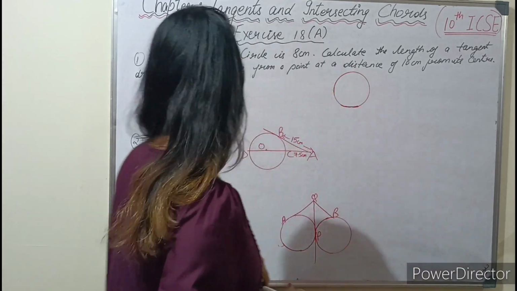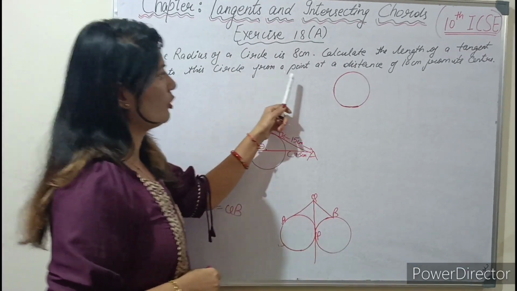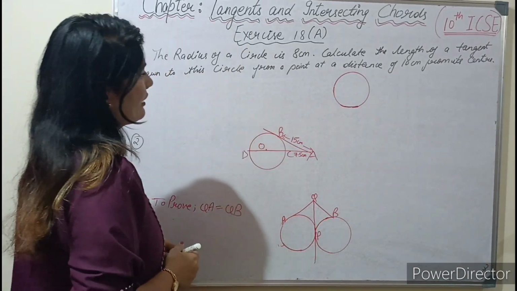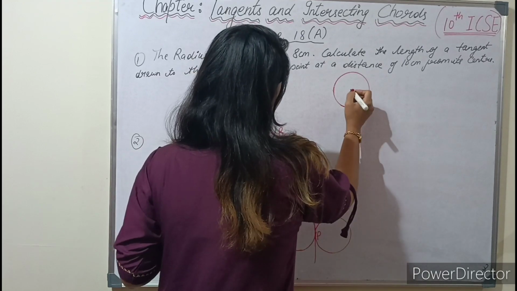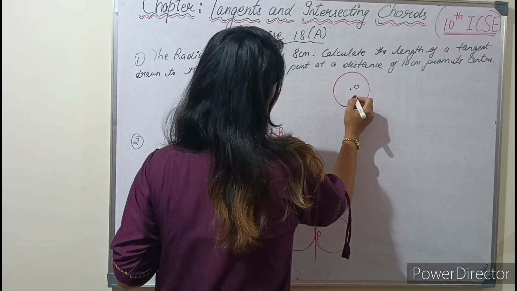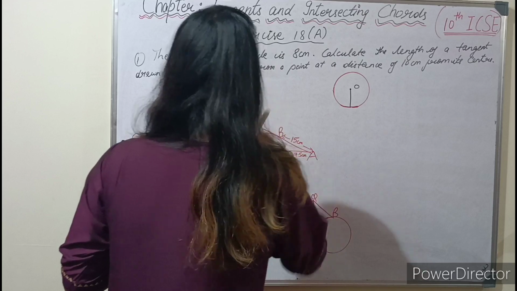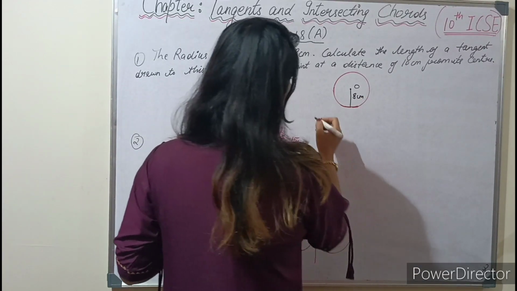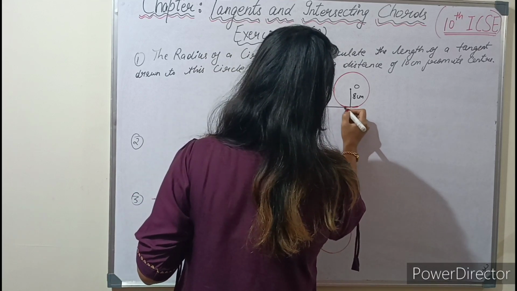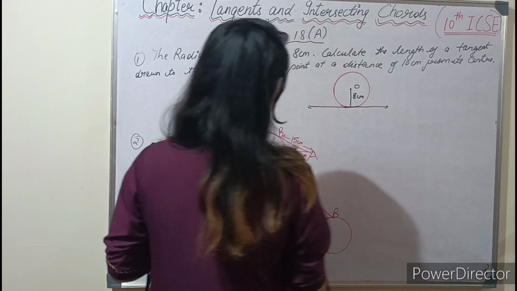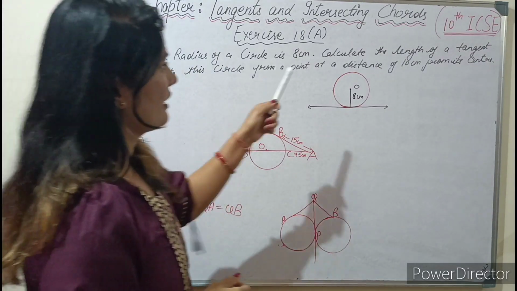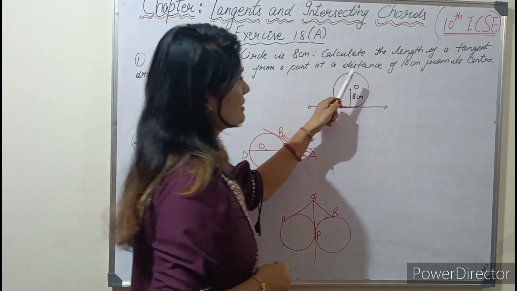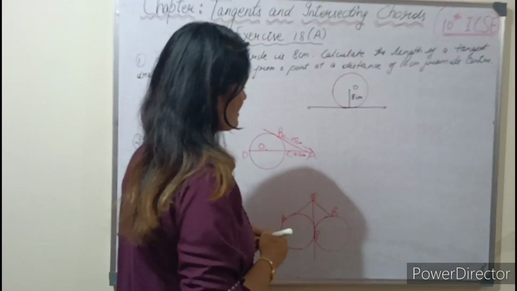Calculate the length of a tangent drawn to the circle from a point at a distance of 10 cm from its center. So here a circle is given to you and this is the center of the circle and this is the radius. So here this is 8 cm, this is given. Now if I draw a tangent, suppose this is the tangent of the circle. So we need to find the length of a tangent drawn to this circle from a point at a distance of 10 cm from its center.